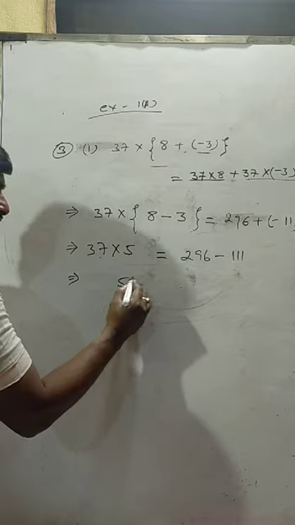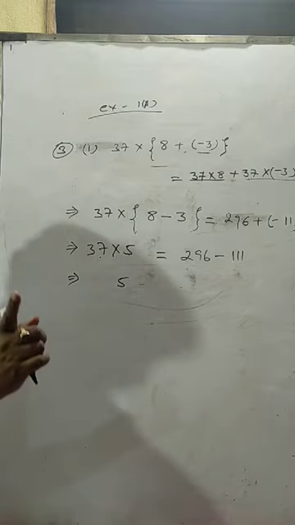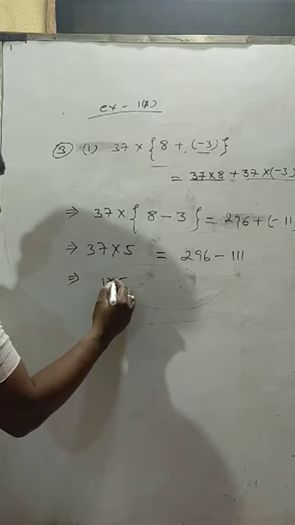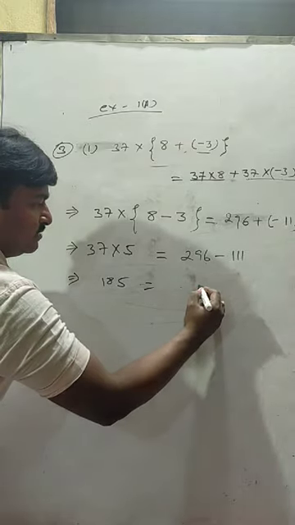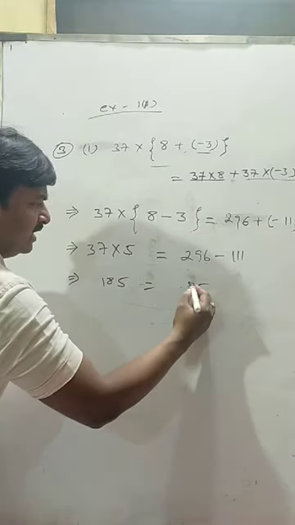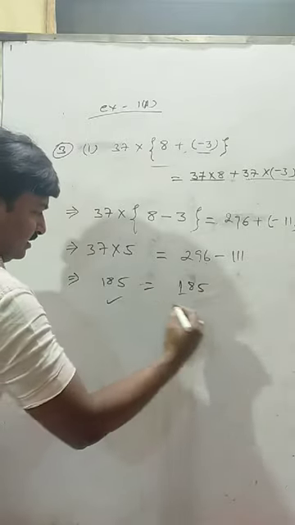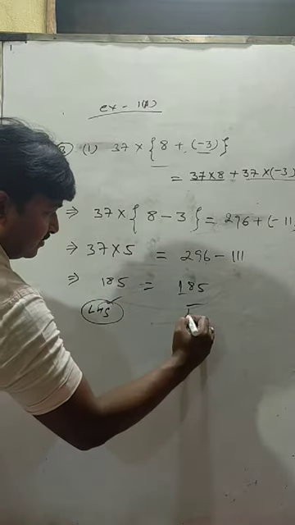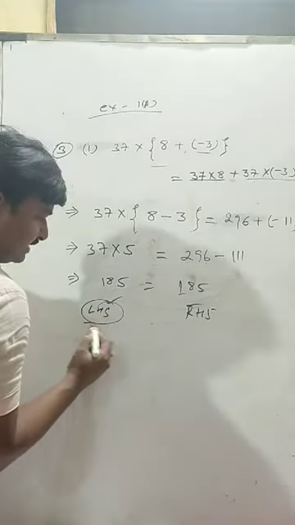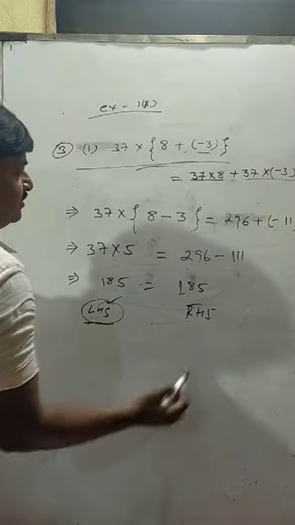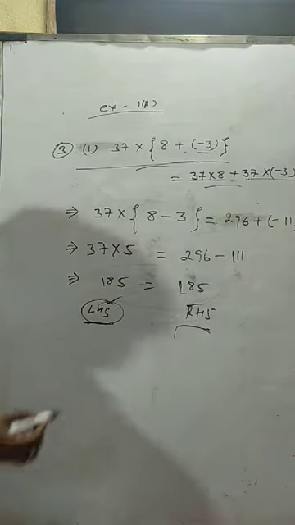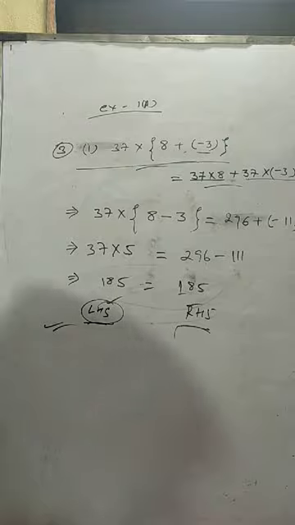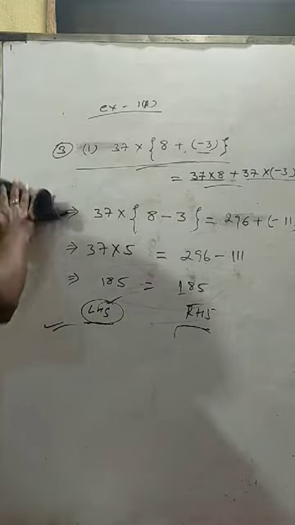5 sevens are 35, remainder is 3, 5 threes are 15 and 3 is 18, so it is 185. And 296 − 111: 6 minus 1 is 5, 9 minus 1 is 8, 2 minus 1 is 1, so 185. Therefore both sides are equal. This side is called the left hand side and this side is called the right hand side. The expression of the left hand side is equal to the expression of the right hand side, and it is verified by calculation. Solve the question in this way.